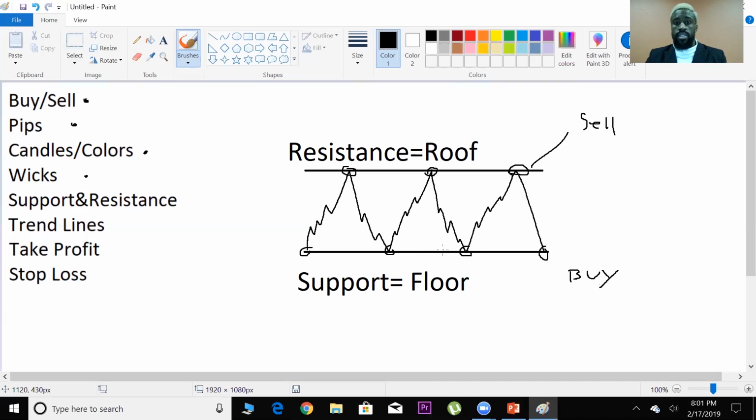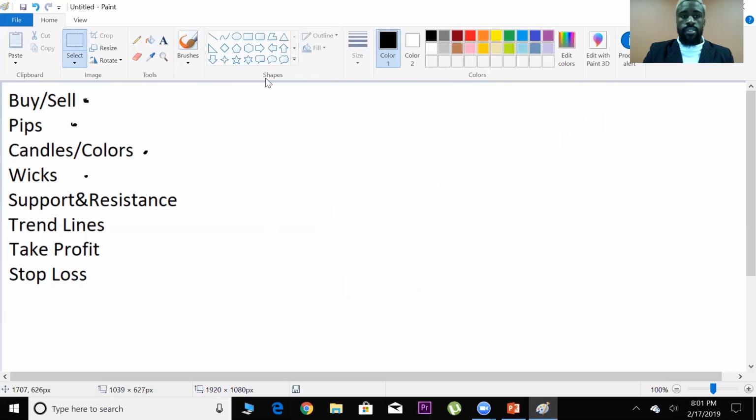So this is resistance and support. All right, keep it simple, stupid. And then there are the trend lines. Trend lines are how I do my trades, because like they usually say, the trend is your friend. And if you go with the trend, you have a high probability of actually earning in the market.